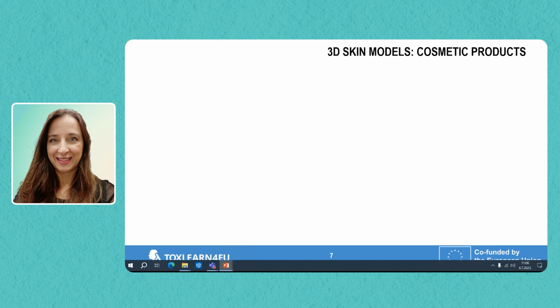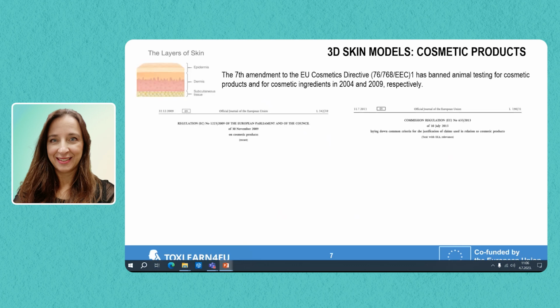And I'm talking about in vitro systems. So it's not animals, it's in vitro. 3D skin models are actually the most developed in vitro 3D models. Why? Because in 2004 and 2009, the EU legislation prohibited testing cosmetic products in animals. First it was the products and also the cosmetic ingredients. And therefore, the cosmetic industry started to develop these models that could better predict and mimic what is happening in our skin.